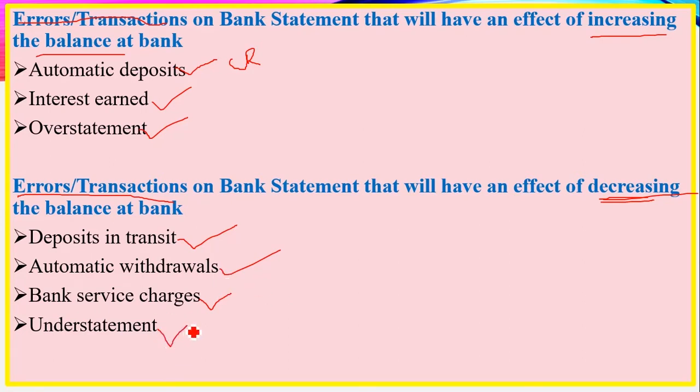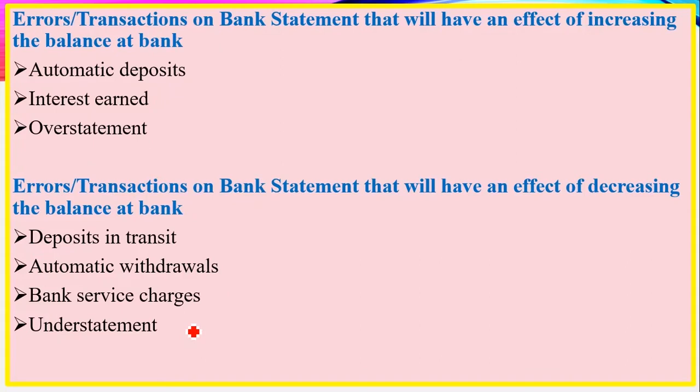You also have an understatement. Understatement is when the figure that is entered is lesser than the actual figure that is supposed to be entered. You go to the bank, deposit 200,000, but what is entered in the bank is 20,000. So you find that the figure will be less. It will be 20,000 instead of 200,000. Those are some of the errors or some of the transactions that may have an effect on the bank balance.